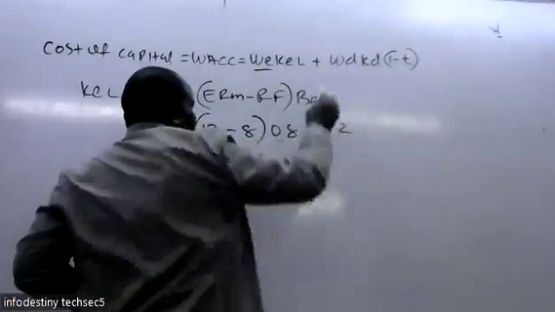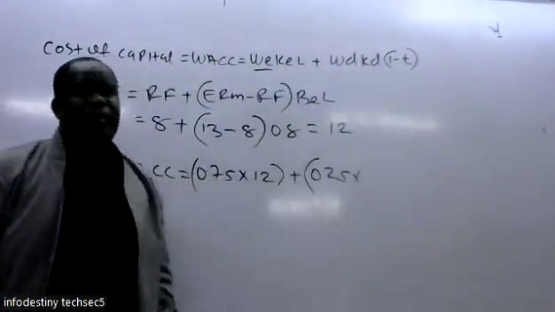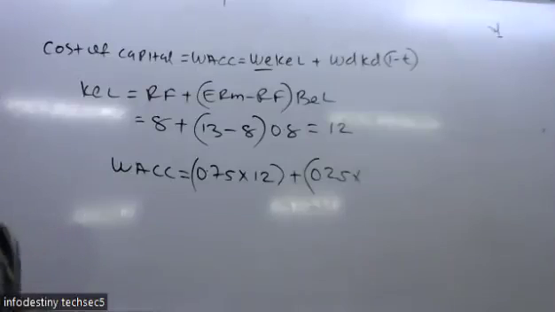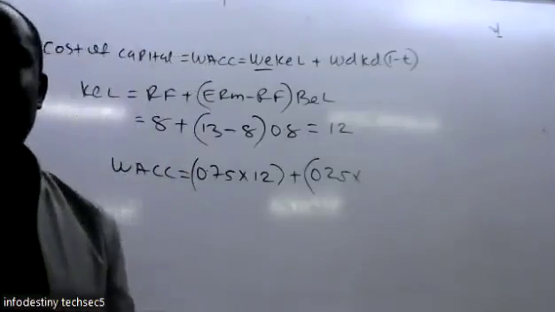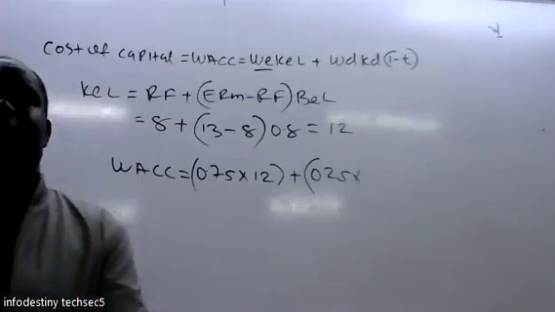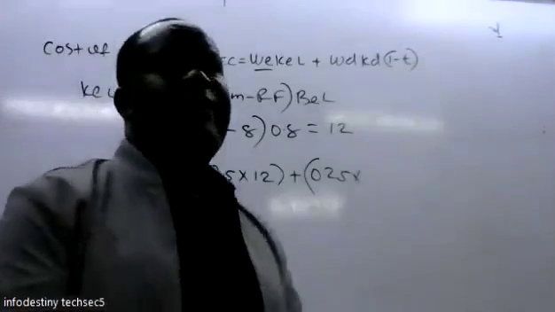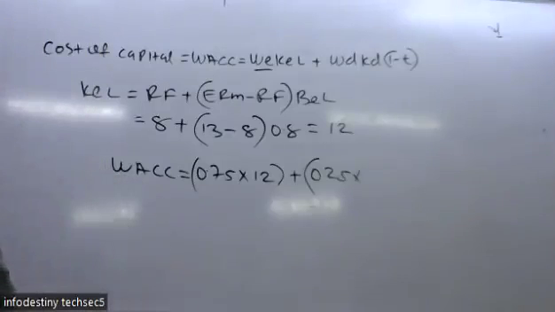Then the weight for the debt is 0.25. So KD is normally the cost of the debt. But in the note number 1, they had said that risk-free rate is what percent? 8%. And the debt is considered to be what? Risk-free. So if the debt is risk-free, it means the cost of the debt is the same as the risk-free rate.